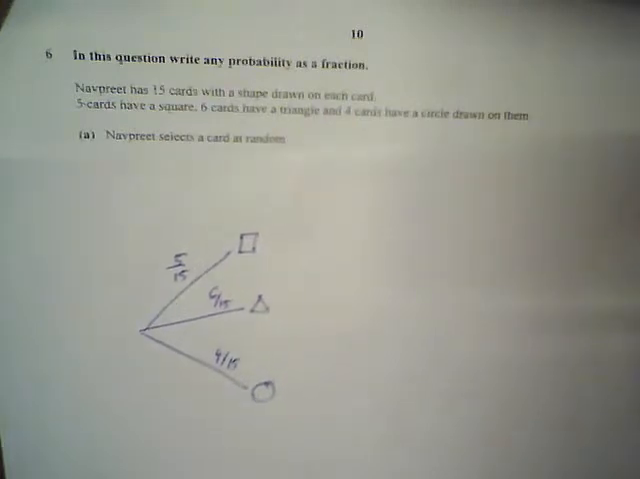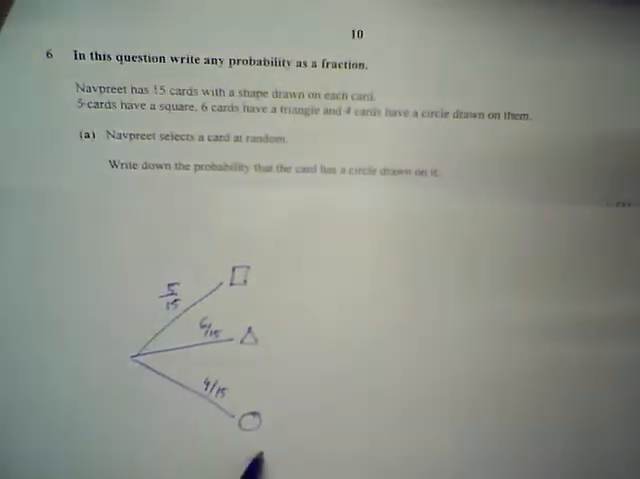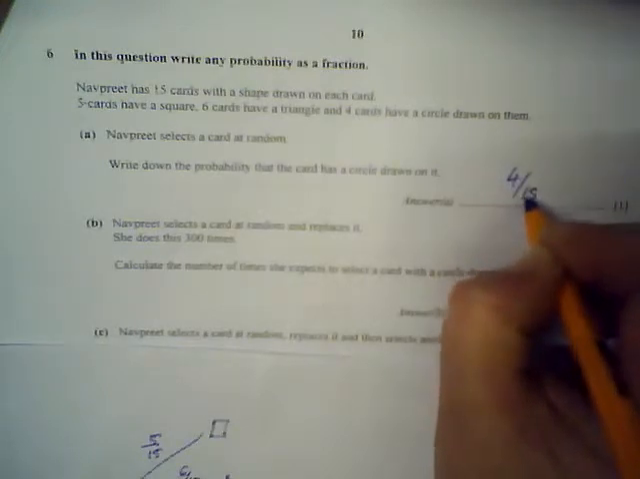Navpreet selects a card at random. Write down the probability that the card has a circle on them. So we've done the work. 4 out of 15.